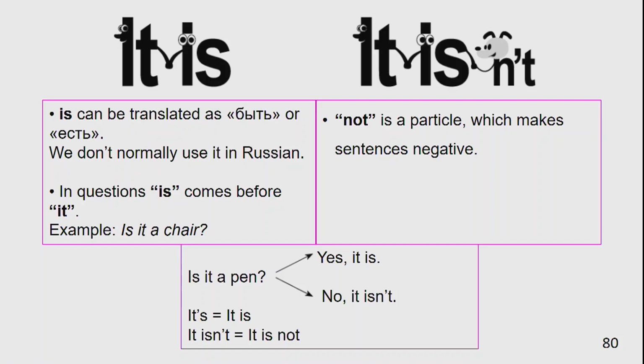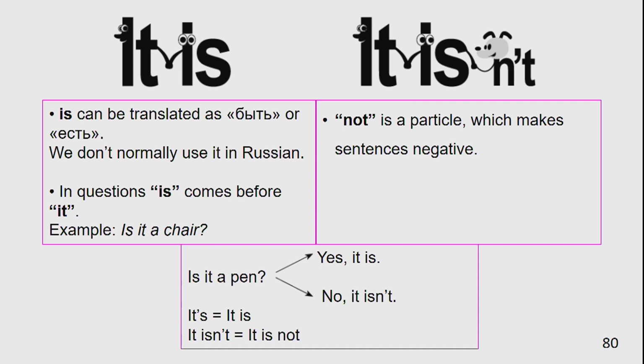Look, we have 2 types of sentences, positive or affirmative and negative. We start positive sentences like this. It is, and then we use a word. A chair, a boy, a teacher, and so on. Is can be translated into Russian as быть or есть, but we don't normally use it in Russian. If you want to make a negative sentence, use a small particle not after is. Is not, isn't. It is not, it isn't.